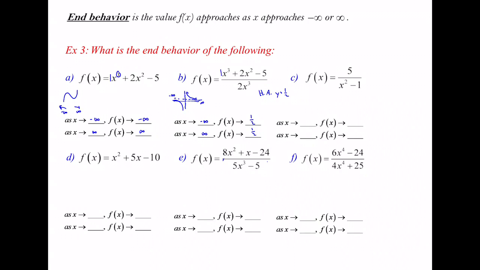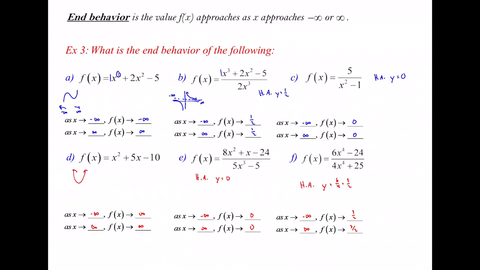So let's go ahead and look at C. F of x equals 5 over x squared minus 1. Once again, rational. What's the horizontal asymptote? Well, since the degree on top is smaller, the horizontal asymptote would be 0. So as x approaches negative infinity, f of x approaches 0, and as x approaches infinity, f of x approaches 0. So it's going to approach the horizontal asymptote from both sides. So go ahead and do D, E, and F on your own and see if you can figure those out.